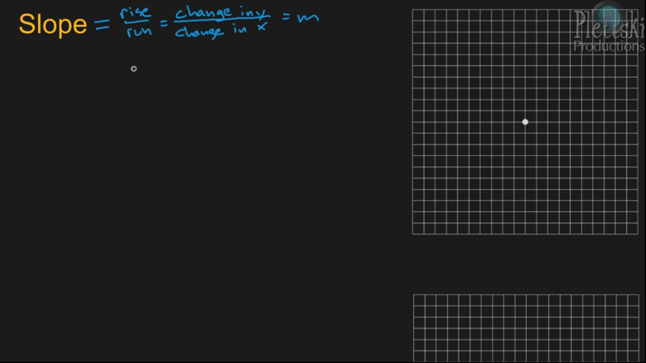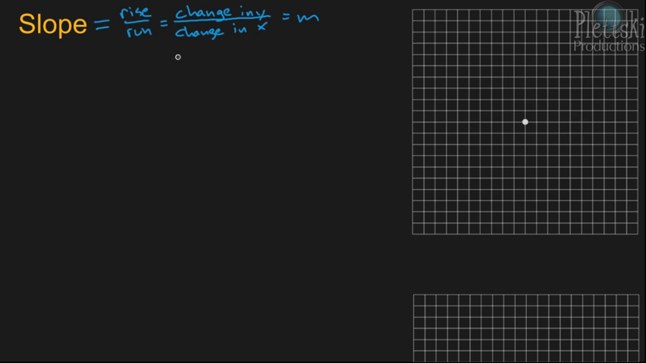In the last video, we went over what slope is, what the definition of slope is. And just a reminder, slope is rise over run, or the change in y over the change in x. And you may see it represented by the letter m in equations. Now, what does that mean?